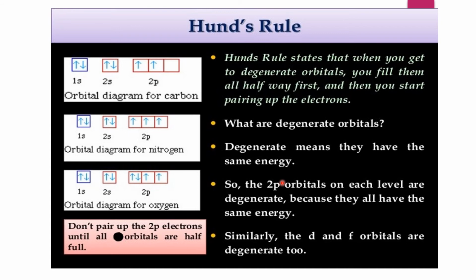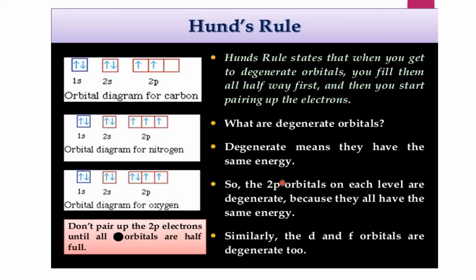Whereas when you take the p orbital, it has px, py, pz. All of them have the same energy and hence they are degenerate orbitals. In the same way, d also: dxy, dyz, dzx, dx square minus y square, and dz square possess the same energy and hence are known as degenerate orbitals. So how the electrons have to be entered is according to Hund's rule.